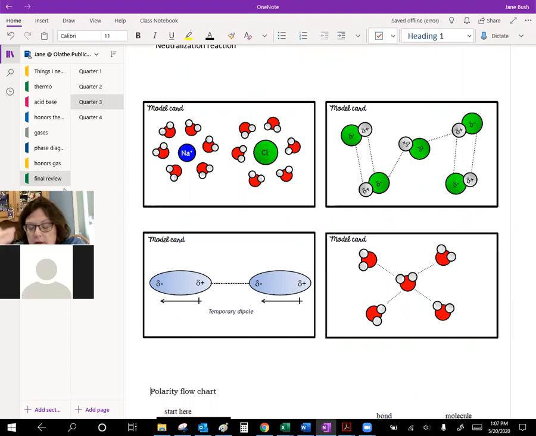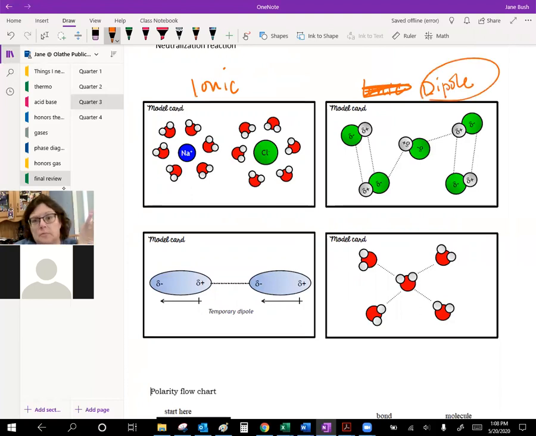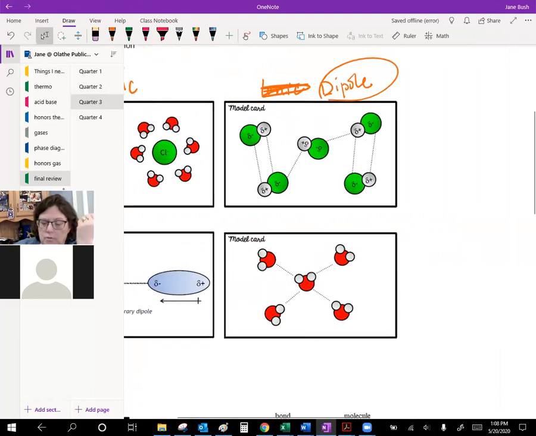So if you think about intermolecular forces, if we have an ionic compound, which is what this guy is, the ionic compound is that positive and negative attraction. We talked about that yesterday. Otherwise, we're dealing with molecules, covalent compounds. I lied. This is ionic. This is dipole. So let's talk about what has to happen for a dipole to be there.